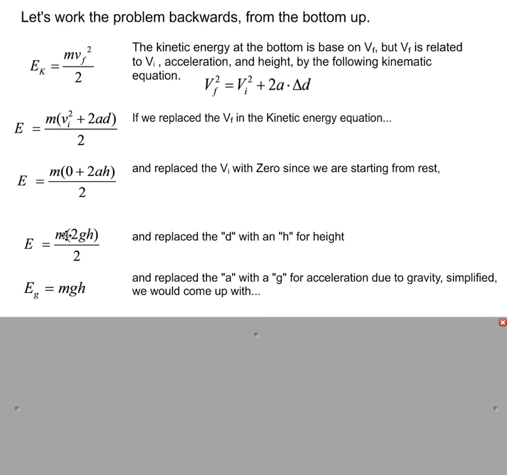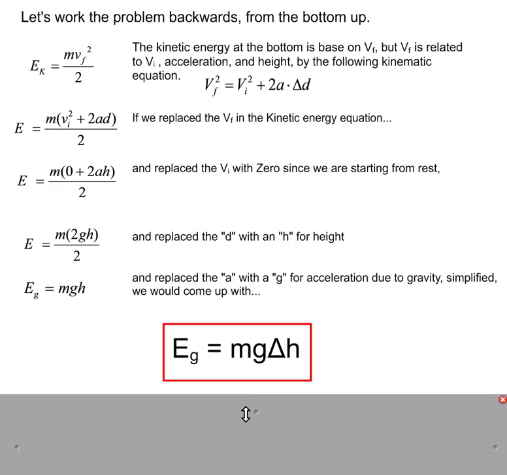So when we cross out the 2 and 2 and they cancel out, we're left with mass times g times h. And this is going to be our formula for the amount of gravitational potential energy. Again, this is going to be in joules.